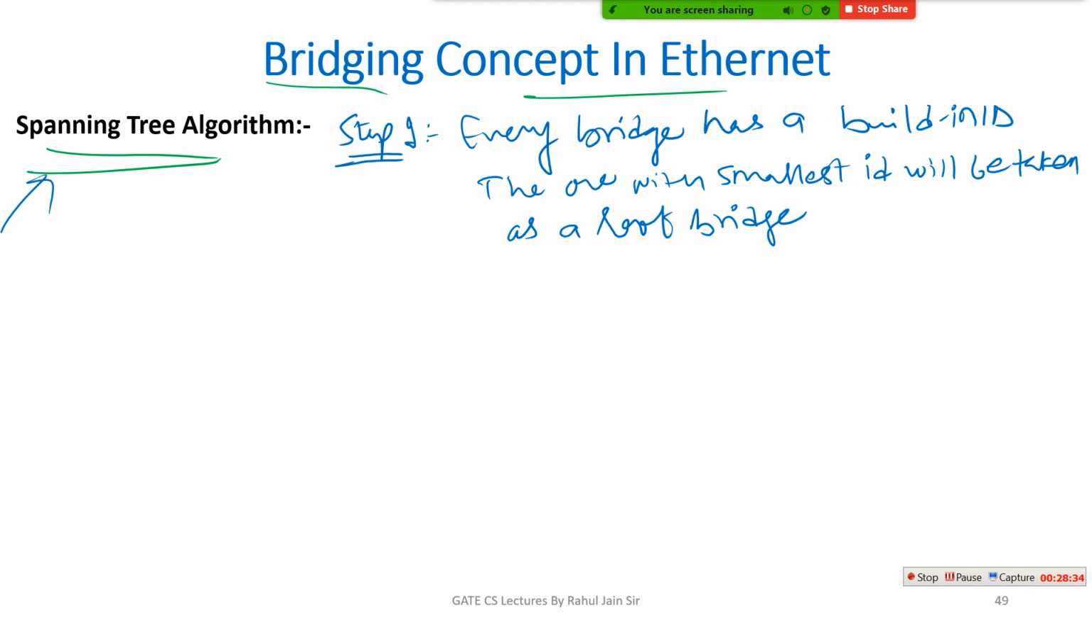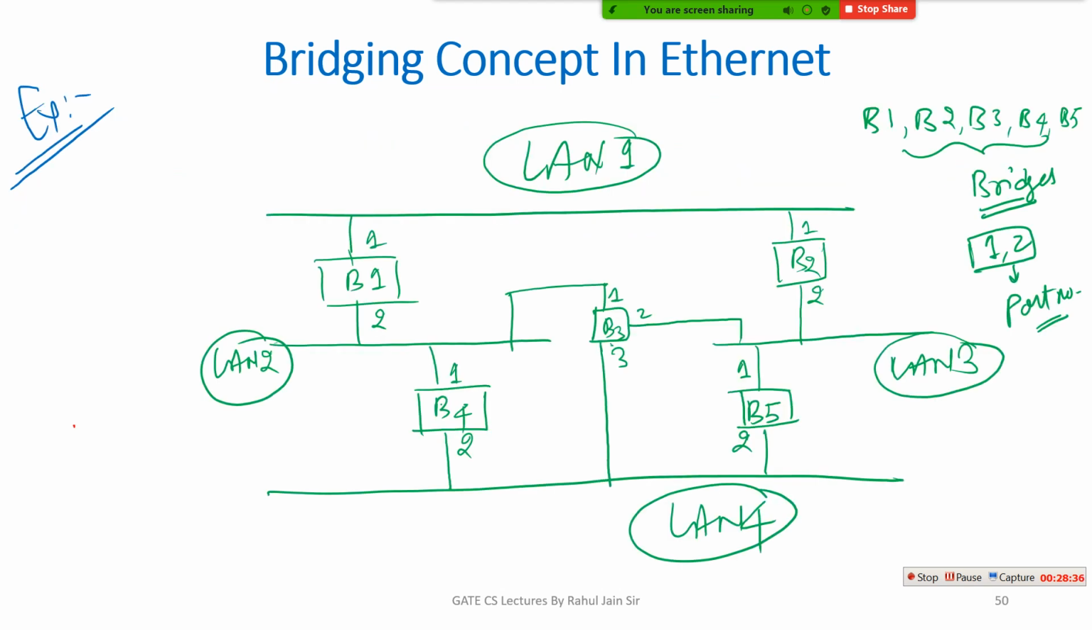So here, if you observe in the example, B1 is the ID of bridge 1, then bridge 2, bridge 3. So 1, 2, 3, 4, 5 are the IDs of the bridges. So the lowest ID is B1. So we will assign B1 as a root bridge.